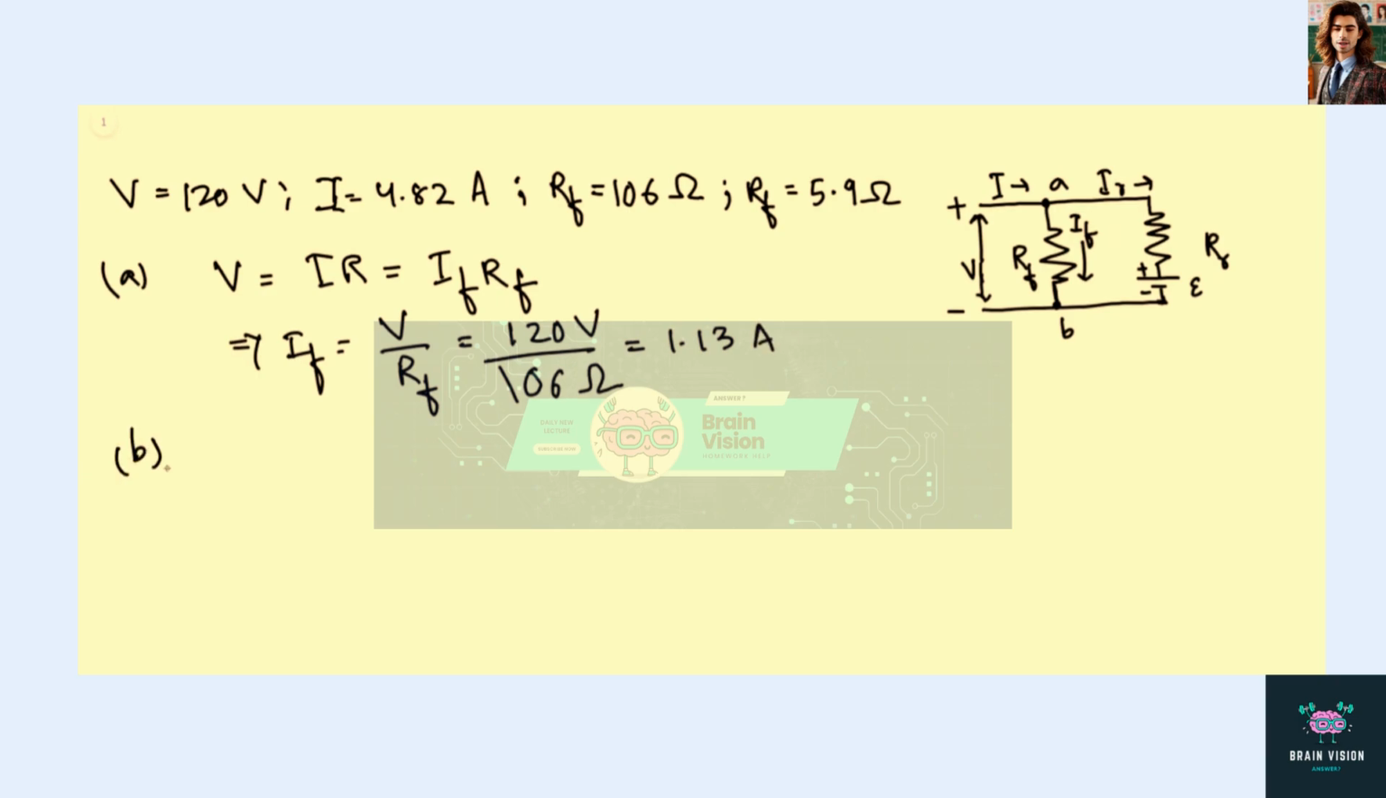For part B, we apply the junction rule to point A in here, and it gives I minus IF minus IR equals 0. So this current I over here is basically splitting into two branches, two components, we can say. So that's IR and IF. And from here we can find IR, which is equal to I minus IF. We know the value of the total current, and we found IF over here in part A. So we are going to use those values and we get IR to be 3.69 ampere.